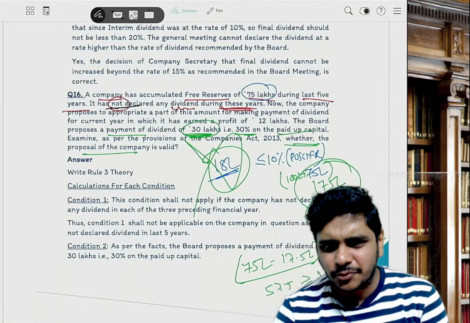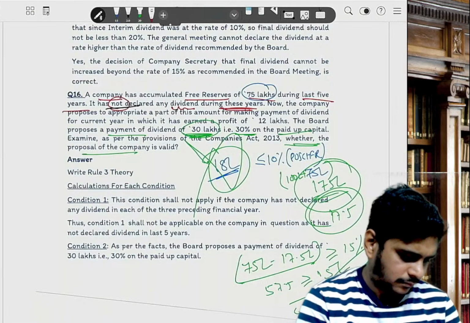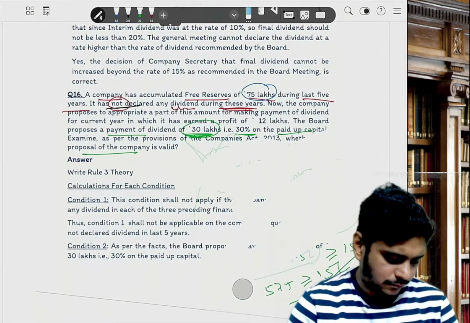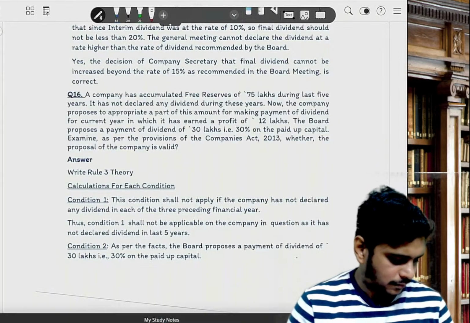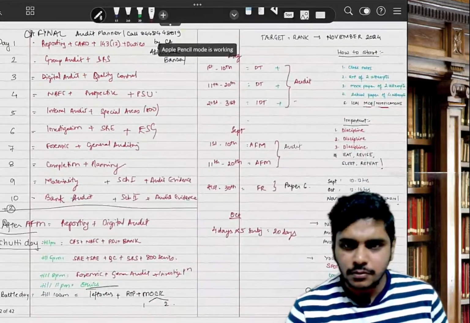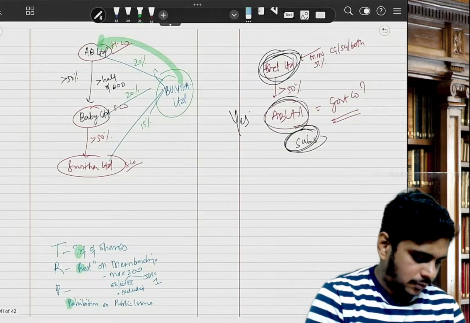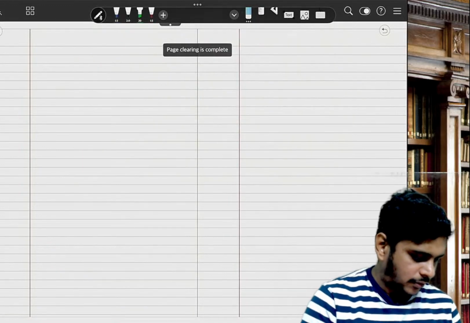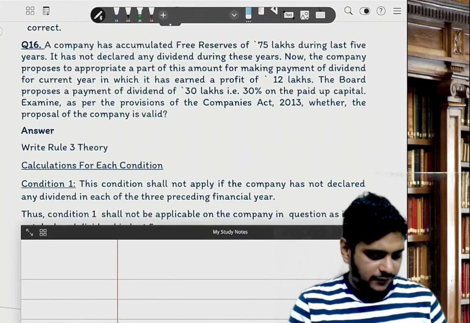Is rule 3 applicable to interim dividend? No, rule 3 is for final dividend. So let's quickly calculate. I am doing it with you so that we save our time.